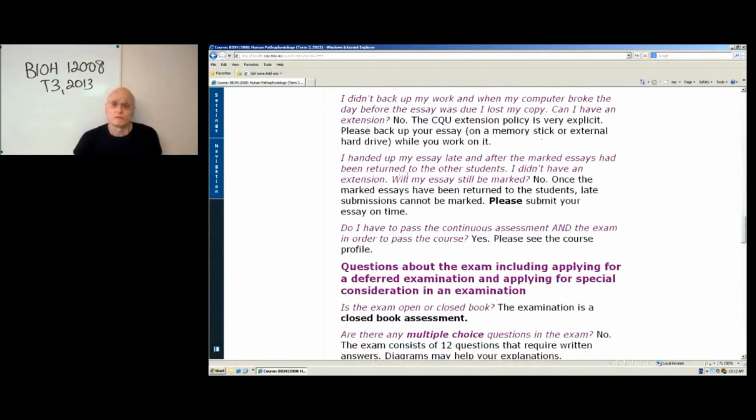Even questions which result in great heartache. I handed up my essay late, and after the marked essay had been returned to the other students, I didn't have an extension. Will my essay still be marked? Well, no, it won't. So therefore, if a student is browsing the frequently asked questions early in the term, they realise they'll never be able to get away with that sort of behaviour.